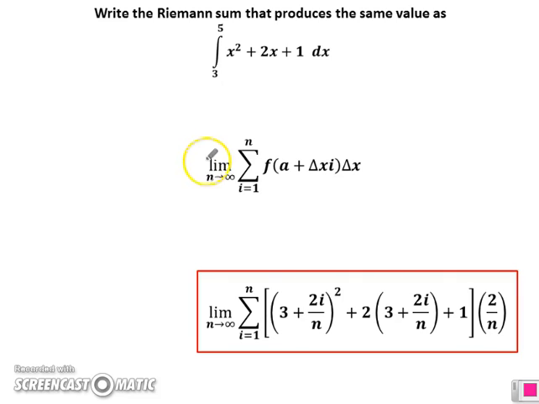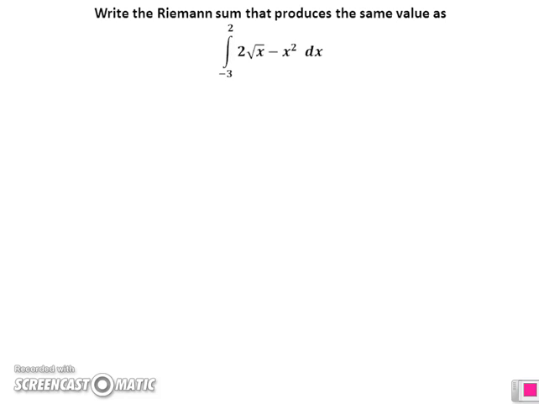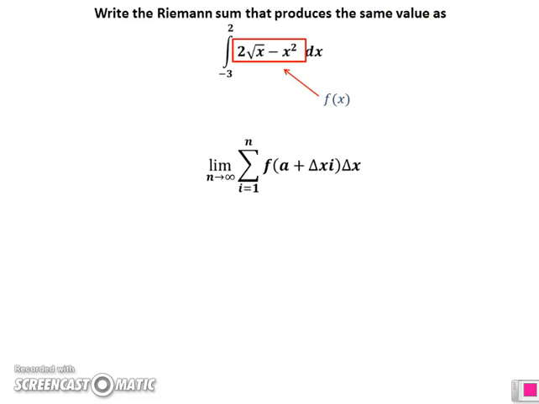Okay, let's do another one. So now we have 2 times the square root of x minus x squared, and the definite integral from -3 to 2. Okay, again, there's our basic form. This is fixed. It's going to be in your answer. It looks exactly like that every time. The delta x is going to be b minus a over n, and our f of x is going to be this piece here. So now we have 2 times the square root of something minus this something being squared.